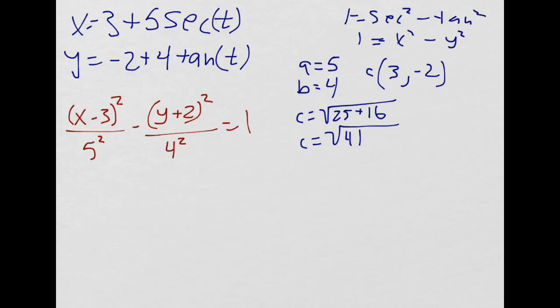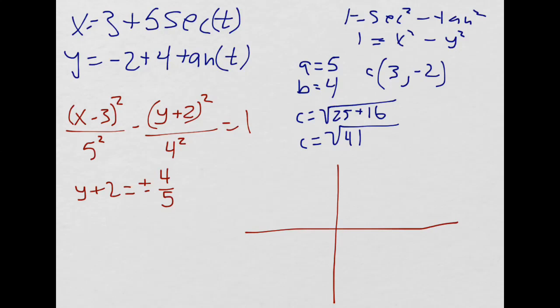They want the asymptotes. Well, my asymptotes are going to be y plus 2 equals plus or minus. Now, since this is a horizontally opening hyperbola, that tells me that my a value is going to be horizontal, and so the rise in this case is going to be my b value. So I'm going to need b over a. So I'm going to need 4 over 5 times my x minus 3. So that's the equation of my asymptotes.